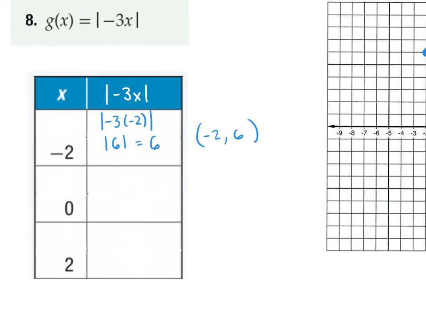Next we plug in 0. So we have the absolute value of negative 3 times 0. What's negative 3 times 0? 0. And the absolute value of 0? 0. So what's our point here? 0, 0. So we put our point at 0, 0.